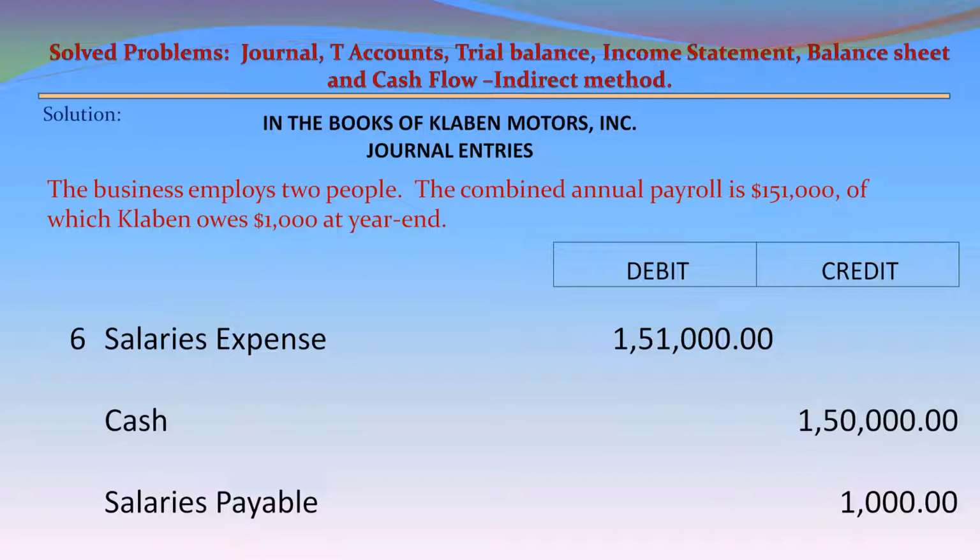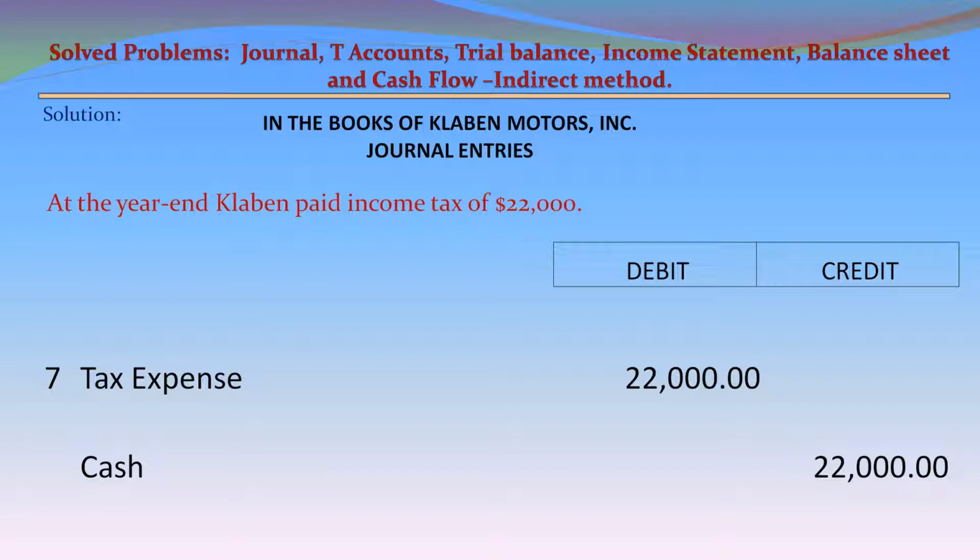The business employs 2 people. The combined annual payroll is $151,000, of which Klaban owes $1,000 at the year end. So the journal entry for this is: salaries expense debit $151,000, to cash $150,000, which is paid already, and salaries payable $1,000, which is yet to be paid by Klaban. At the year end, Klaban paid income tax of $22,000. So the journal entry for this is: tax expense debit $22,000, to cash $22,000 credit.